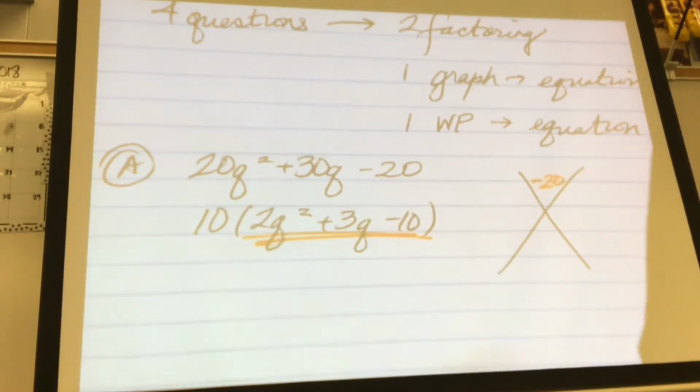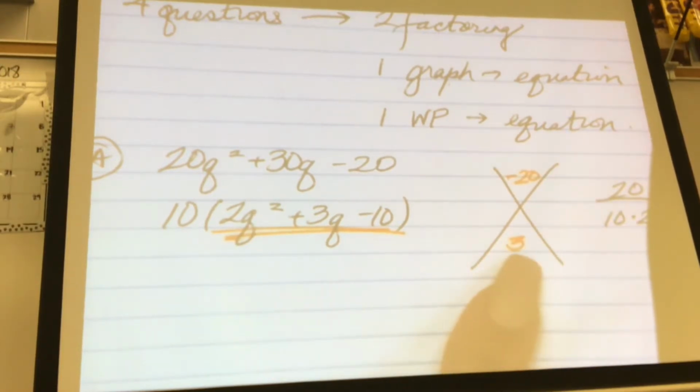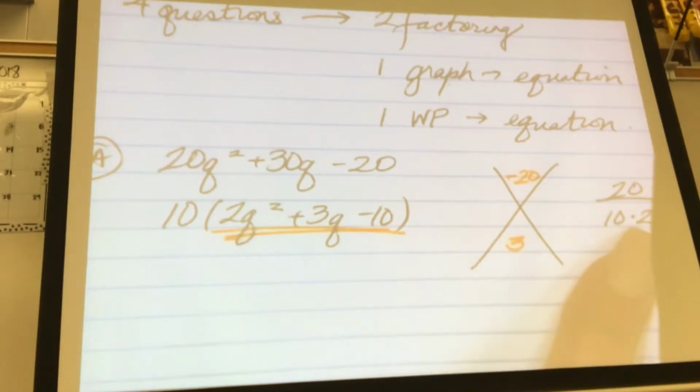Say it with confidence. 3. Nicely done. So I need 2 numbers that multiply to negative 20 and add to 3. Isaiah, can you just give me 2 numbers that multiply to 20? Just any 2 numbers. 10 times 2. Does 10 minus 2 or 10 plus 2 equal 3? No? So let's see if we can think of 2 other numbers.